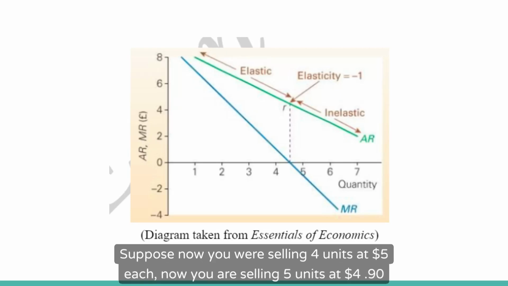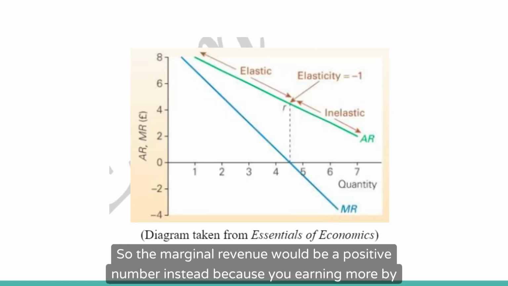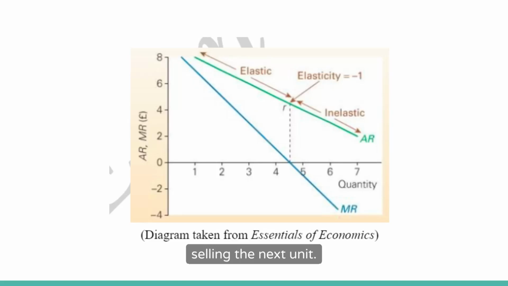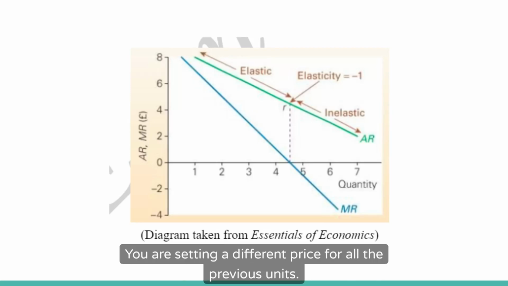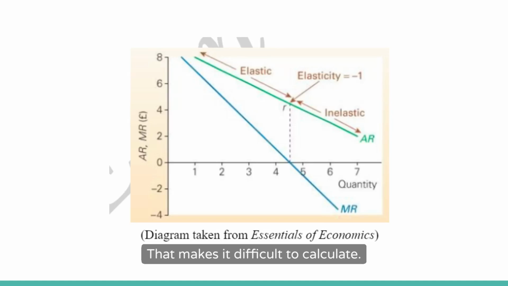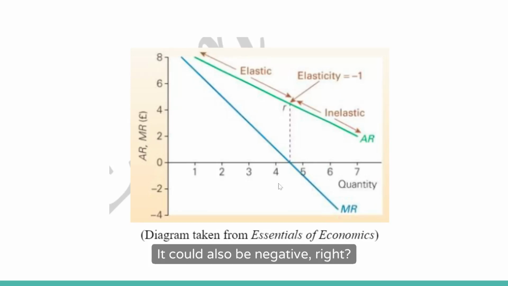Suppose now you were selling 4 units at $5 each. Now you are selling 5 units at $4.90 each. So the marginal revenue would be a positive number instead, because you're earning more by selling the next unit. But the complication here is that we are setting a different price when you want to sell more. You are setting a different price for all the previous units. That makes it difficult to calculate. So based on that, we can see that marginal revenue could be positive, it could also be negative.